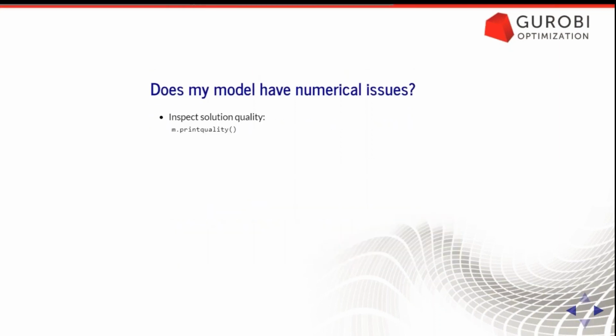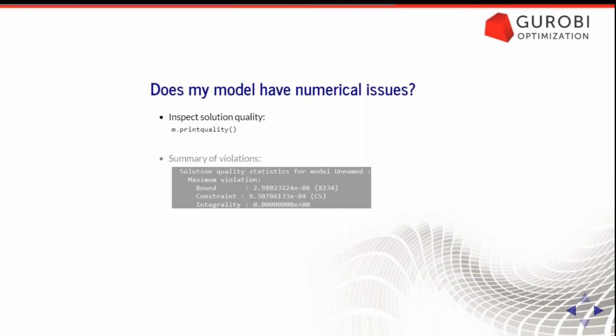Also, you should look into the quality of the solution. You can always print what's the worst bound being violated, what's the worst constraint being violated, and what's the worst integrality condition being violated. So in this particular example, bounds are very okay, 10 to the minus 8, so that's fairly good.